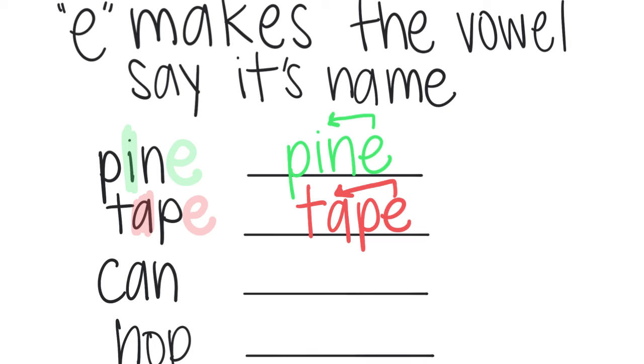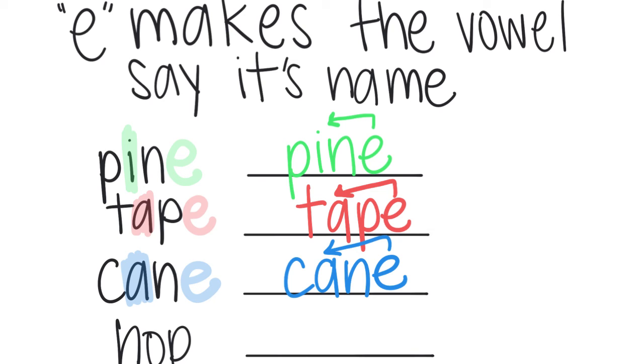Same thing with our friend A in the word can. Okay? So in the word can, our friend A says ah, can. But then when we add an E, it changes the word to a new word called cane. Your grandma or grandpa may walk with a cane. And the E here said, hey, A, say your name. And now it says cane, instead of not saying its name.